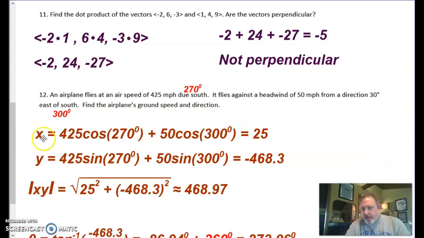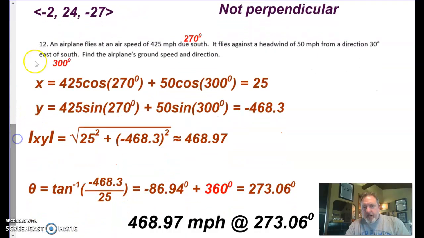Number 12. So we got an airplane flying at 425 miles an hour due south. Due south is 270 degrees. The wind is 50 miles per hour, 30 degrees east of south. So east of south is going to be 300 degrees, because east you're going back towards 0. So here's our degree measurements now. Now we can plug them in. Our x value here, 425 cosine of 270 plus 50 cosine of 300. And then for the y values, we do the same thing with sine.